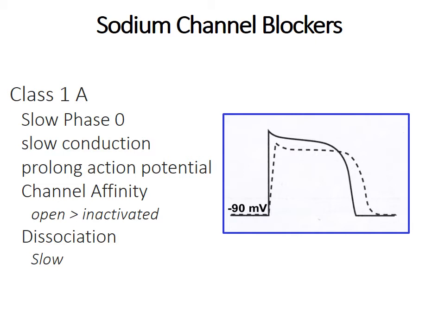So the first ones are going to be our class 1A antiarrhythmics. Like we said, by blocking sodium channels, they're going to slow phase 0. They're going to allow less sodium to go in, or at least come in at a slowed rate. So they help to slow conduction. They're going to prolong the action potential. And here you're going to see that they have an affinity for the open channel more so than the inactivated channel. So once the channel is open, these drugs can get in there and block further sodium influx. They prefer to be in the open channel, and they dissociate fairly slowly, so they don't come out of that channel as quickly as you will see with some of the other agents.